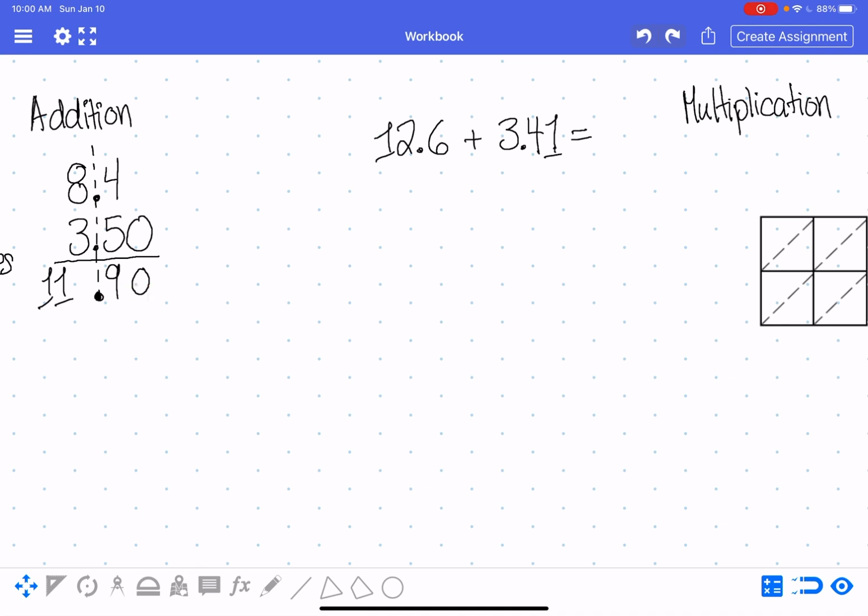11.90. You don't say 90. Okay, so let's try this one. This is where probably addition might, well, this is the hardest thing I could possibly do with it. Again, I would just rewrite it, because remember what I said when we started, is that the decimals have to line up.